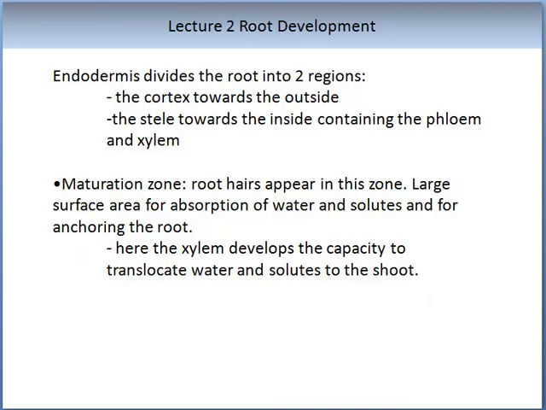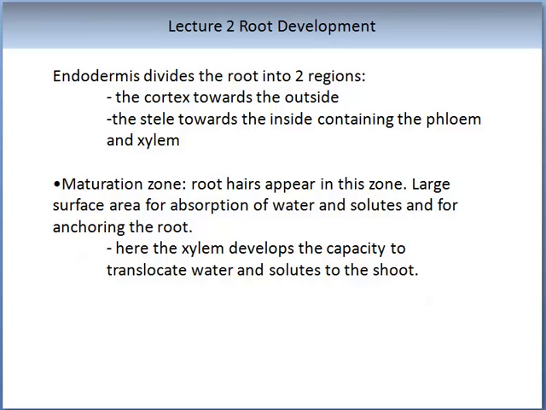During root development, the endodermis divides the root into two regions. The cortex region is on the outside, and the stele region is on the inside and contains the phloem and the xylem, which are the transport vessels.